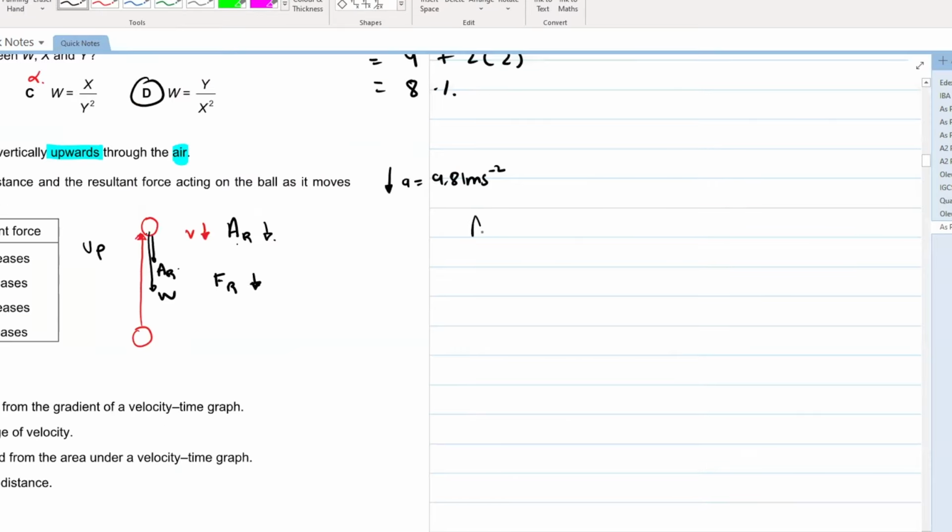Hmm. This will be played a lot in examinations. Air resistance always acts opposite to motion. Air resistance will always act opposite to the motion, and this will help you a lot.